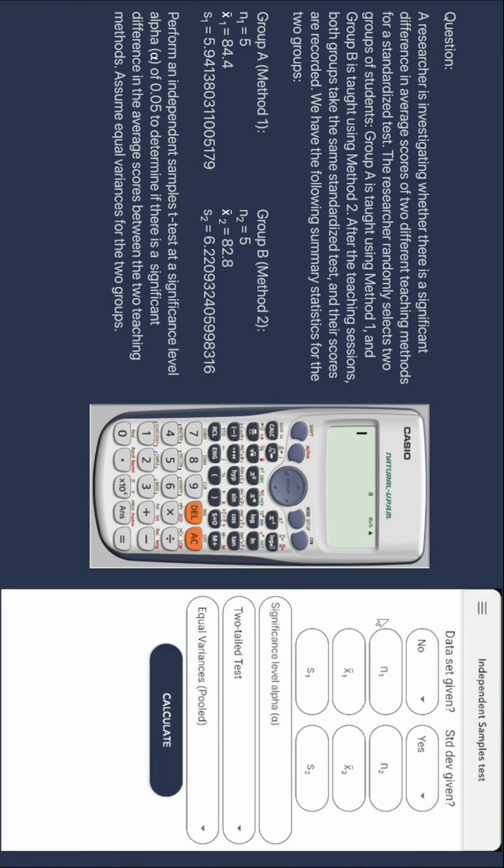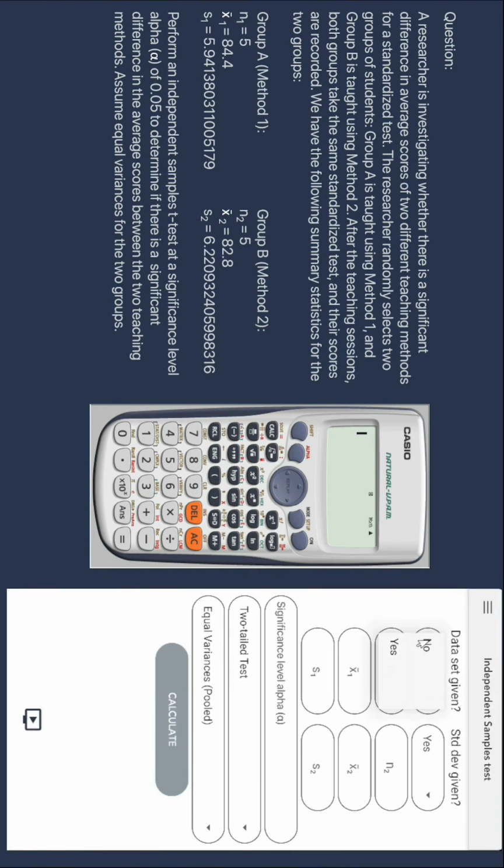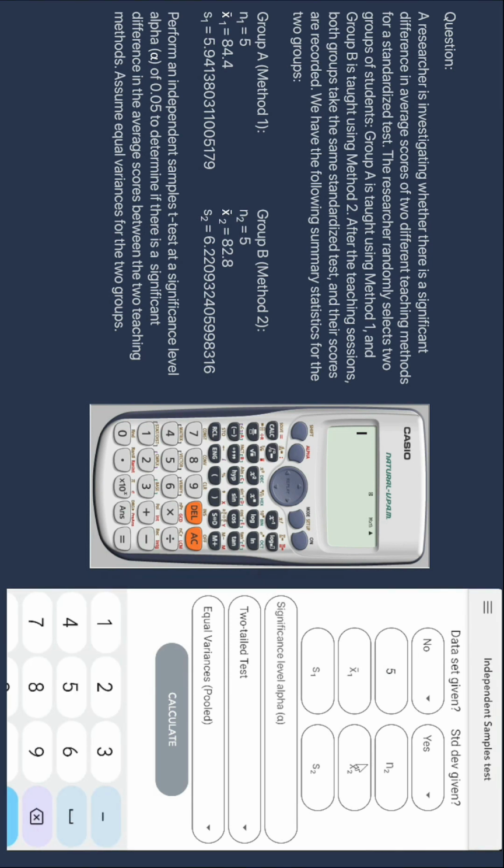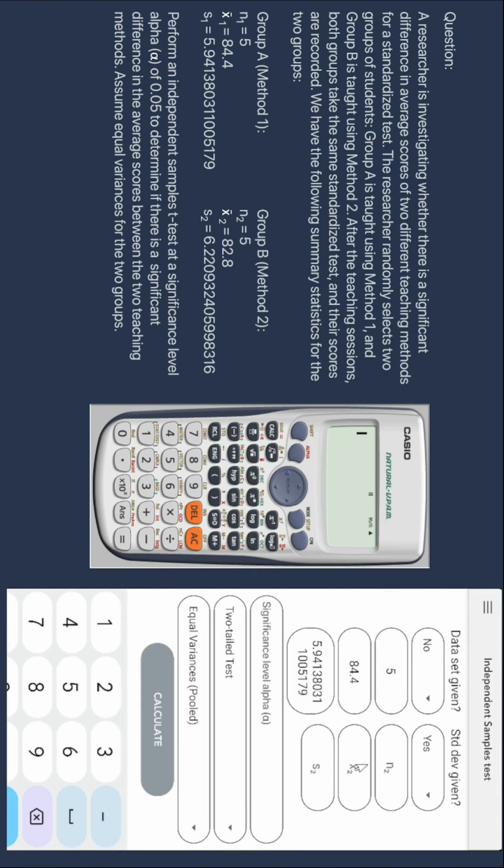To answer the question, is dataset given? We select no in the drop-down menu since we are given the summary statistics. Next, we will input the given data. For Group A Method 1, we have N1 is equal to 5, X bar 1 or the sample mean equal to 84.4, and the sample standard deviation equal to. And then for Group B Method 2, we have N2 is equal to 5, X bar 2 equal to 82.8, and S2 equal to.